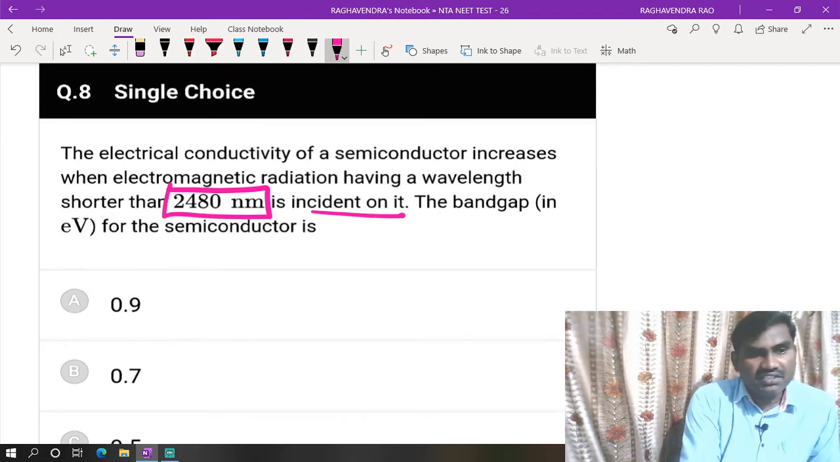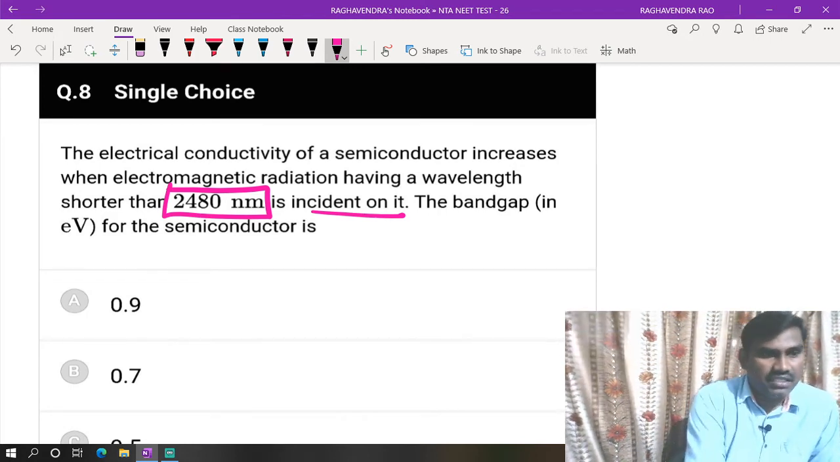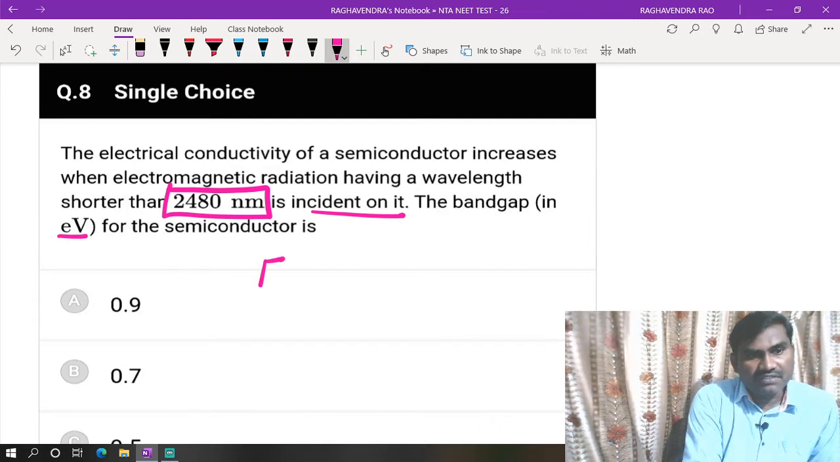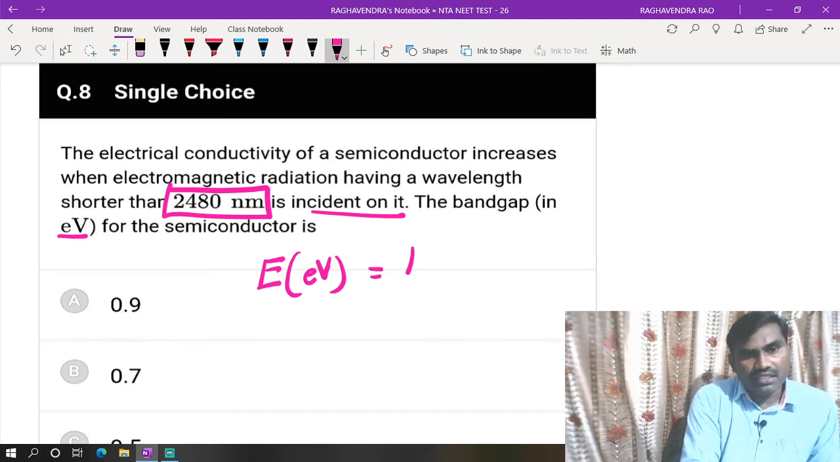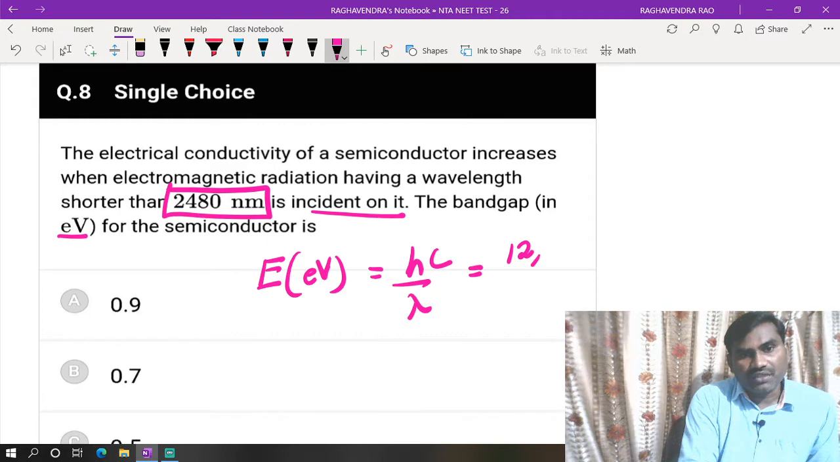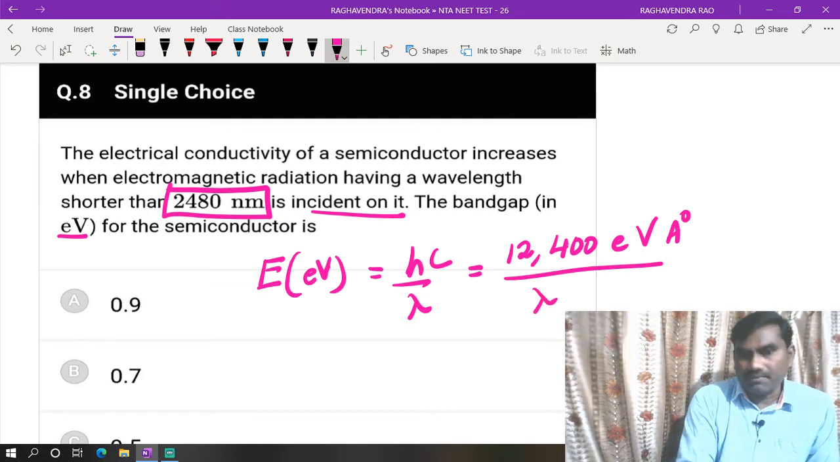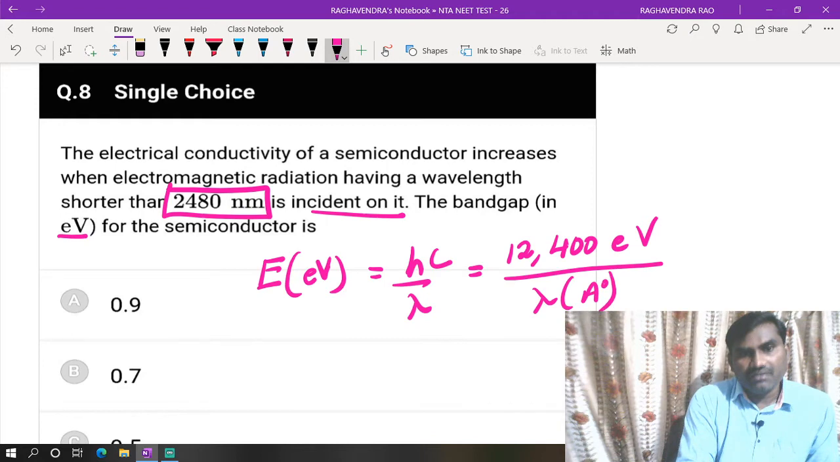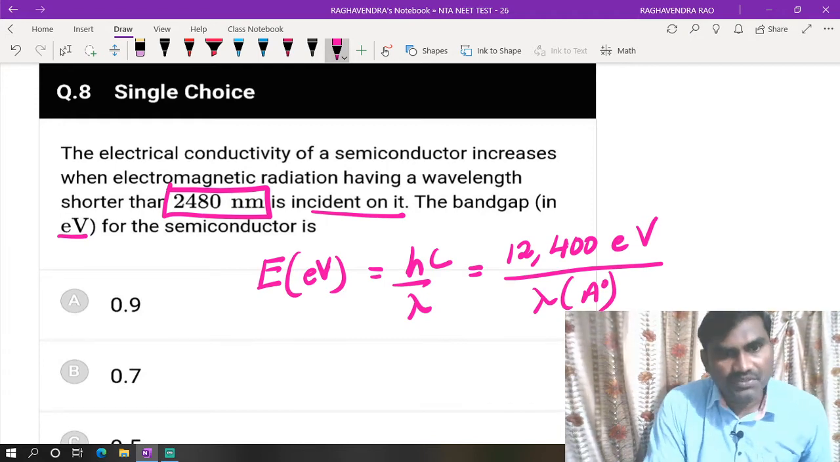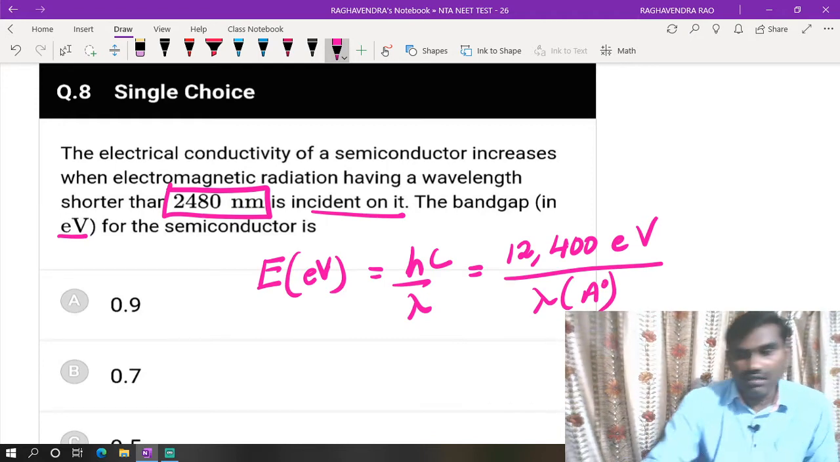Now, the wavelength is given, and they are asking for the energy in electron volts. Now we have an expression to get energy in electron volt: E is equal to hc by lambda, that is equal to 12,400 electron volt angstrom by lambda. So lambda should be substituted in angstrom, then we can get energy in electron volt.